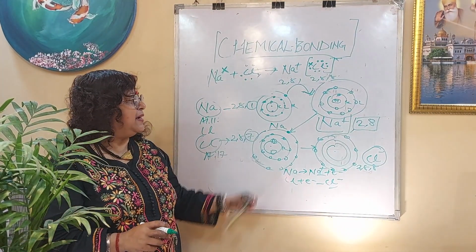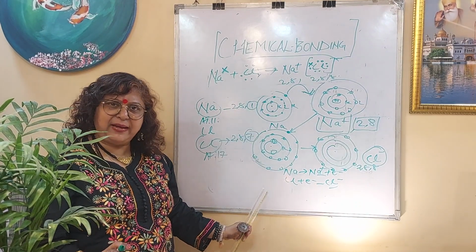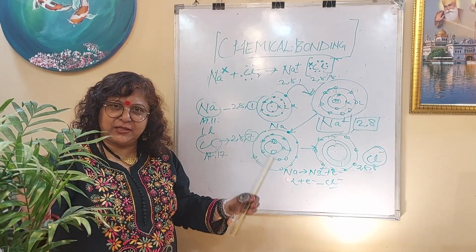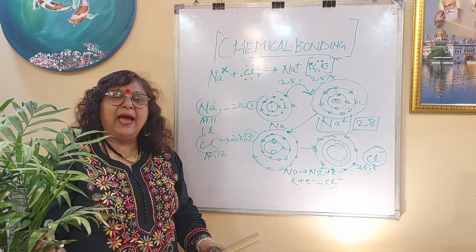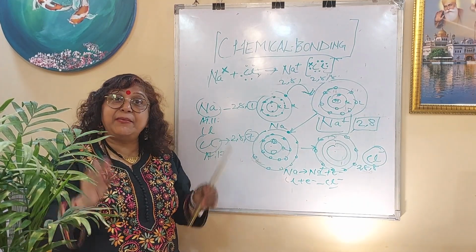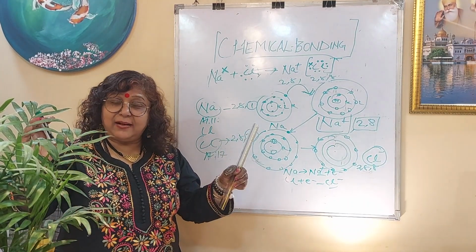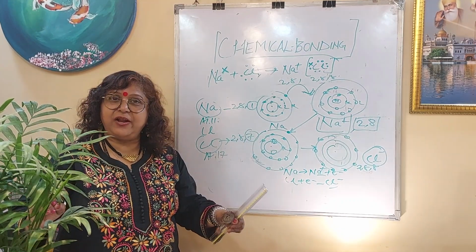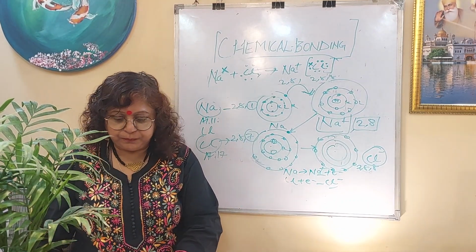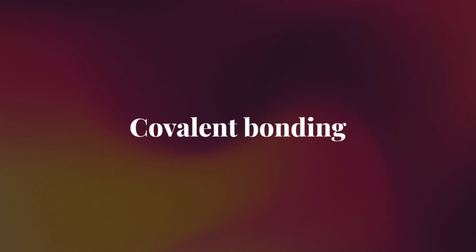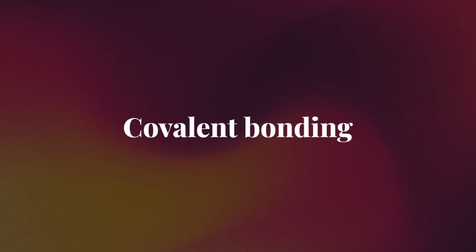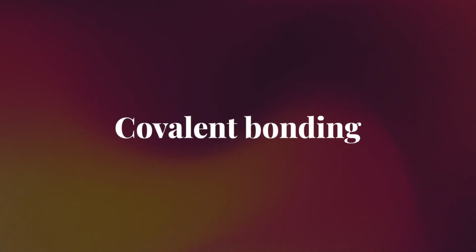There are 3 steps here. I think this is clear to you, right? Electrovalent bonding: electropositive elements, electronegative elements. The factors contributing to it are ionization potential, electron affinity, and electronegativity. Now the next type of bond formation is the covalent bond.